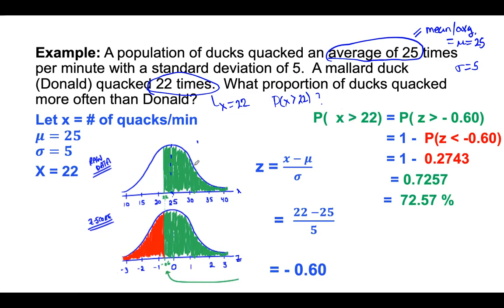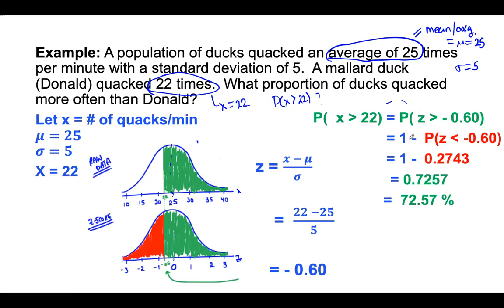this is greater than. So we have to stop here. The table only gives us less than, right? Now we can convert this into a z-score. So this is going to be Z is greater than negative 0.60. Okay, but again, this is greater than on this side.